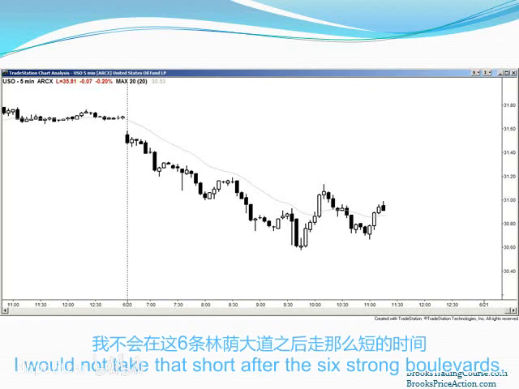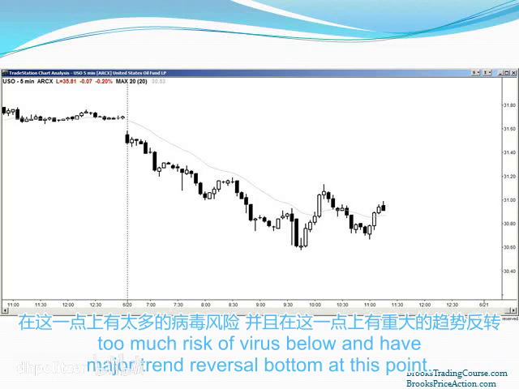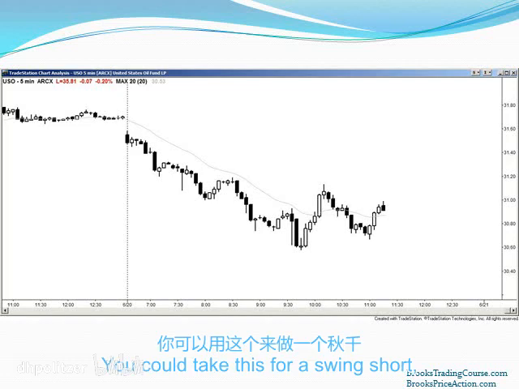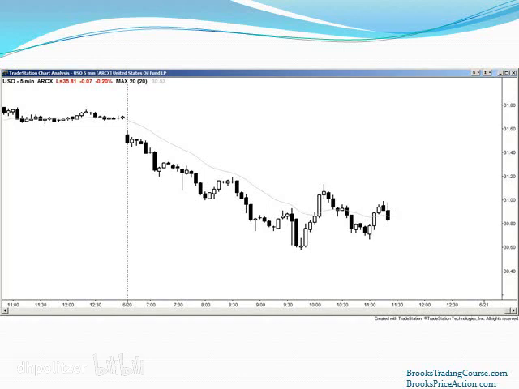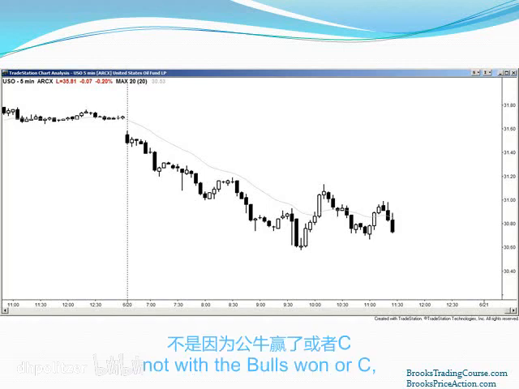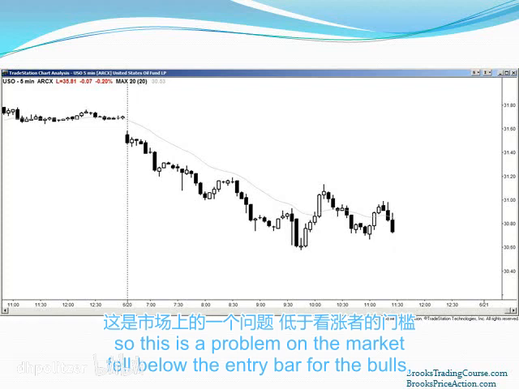I would not take that short after the 6 strong bull bars. Too much risk of buyers below and a major trend reversal bottom. At this point, you could take this for a swing short, but I still think the odds favor the bulls. Not what the bulls want to see. Clearly not what the bulls want to see, so this is a problem.